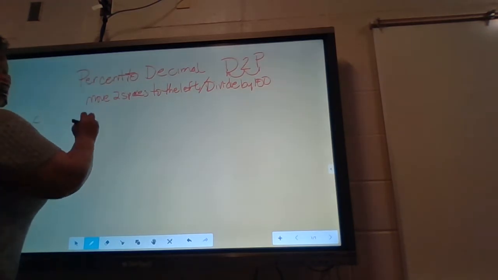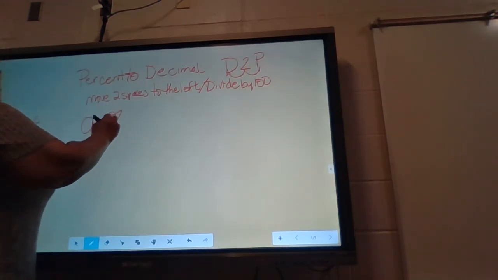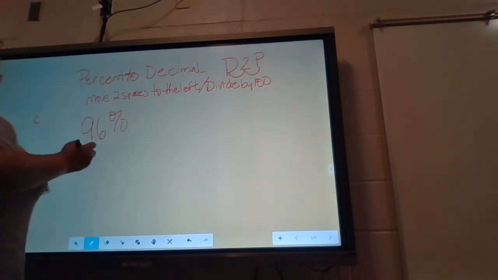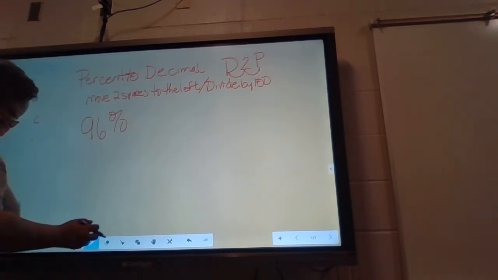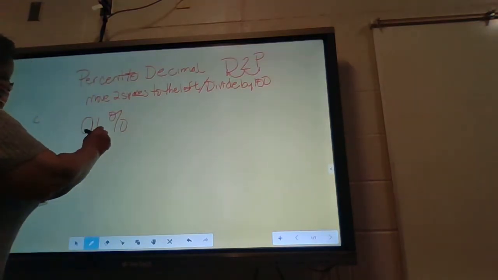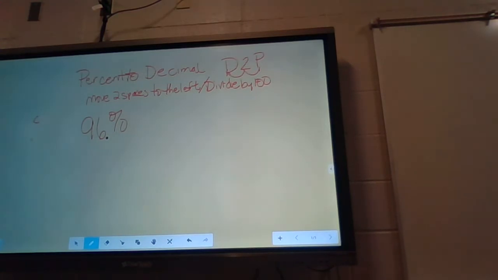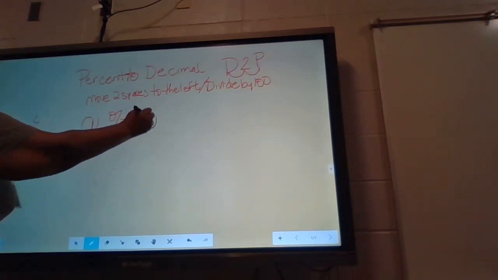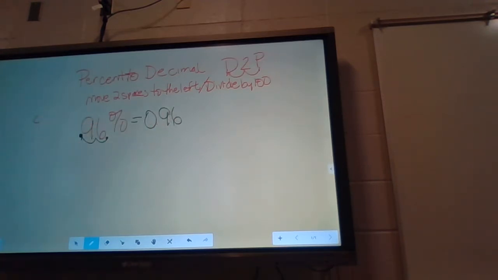So if I had 96%, I don't see my decimal, but technically it's right there. So you're going to put it behind your whole number. And then I'm going to move it 2 places to the left. 1, 2. So that's my new decimal. So that's equal to 0.96.